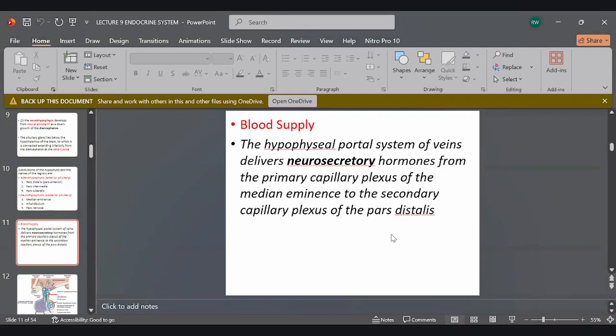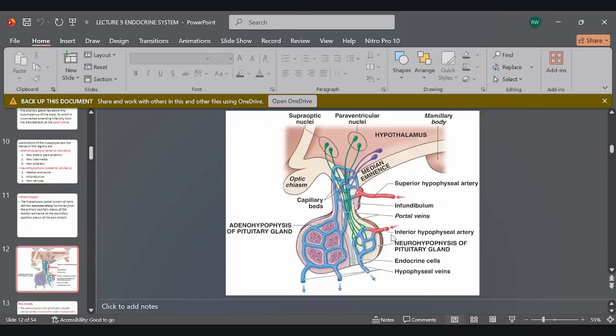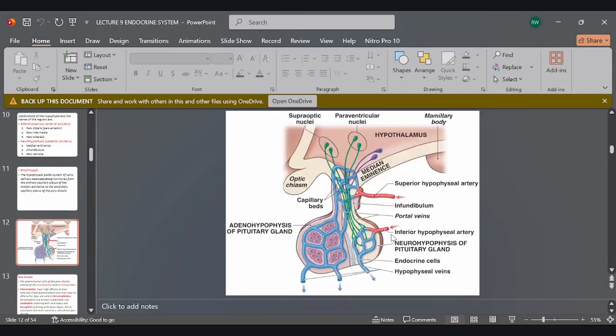Now, we have the blood supply. The hypophyseal portal system of veins carries neurosecretory hormones from the primary capillaries, the capillary plexus of the median eminence, to the secondary capillary plexus of the pars distalis. Then you're able to see this diagram. These are the capillary beds you're able to see here. Then you have the infundibulum, which is here. Then you're able to see the median eminence. Are you able to see the median eminence here?